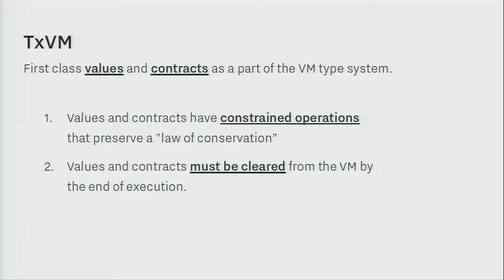So you cannot accidentally create more value or accidentally destroy value, the same way you cannot accidentally create or destroy contracts, or do so maliciously. And the values and contracts must be cleared from the VM by the end of execution, which means you can't run a transaction and accidentally forget about executing a contract or forget about a value. And this means that you can't bypass any contracts that must be executed in order to make a transaction valid.